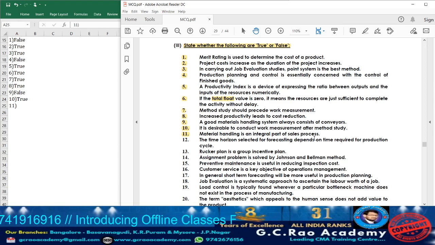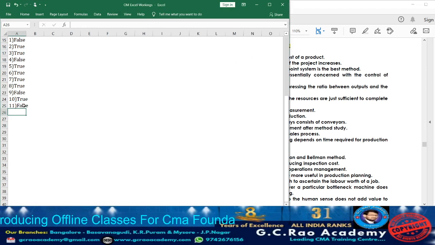But here what they have given? Sales process. So accordingly, now tell me whether the statement is true or false. False. So accordingly, take down statement 11. False.